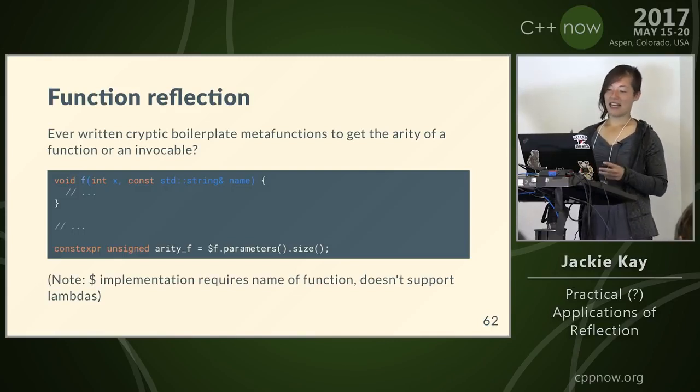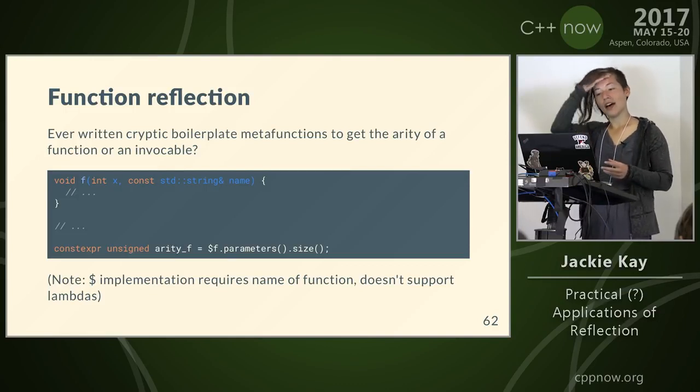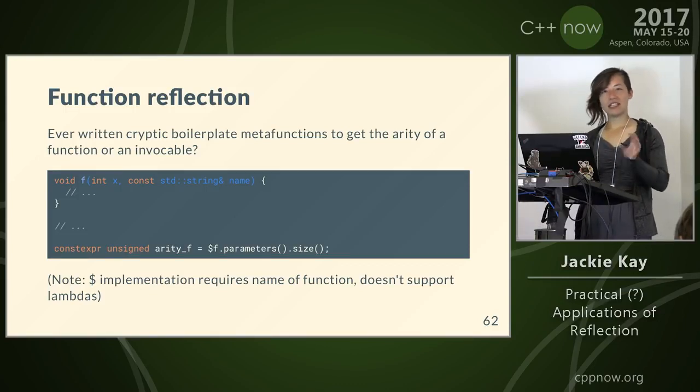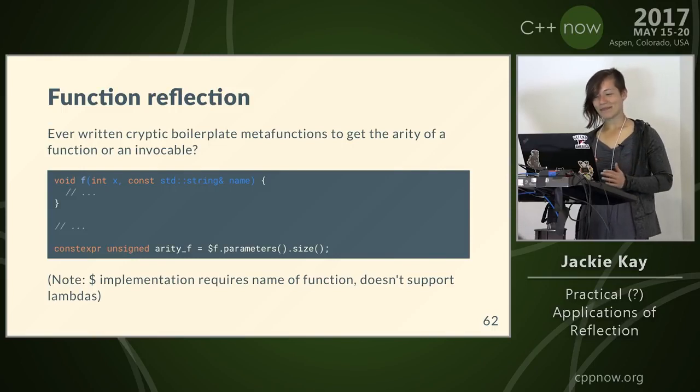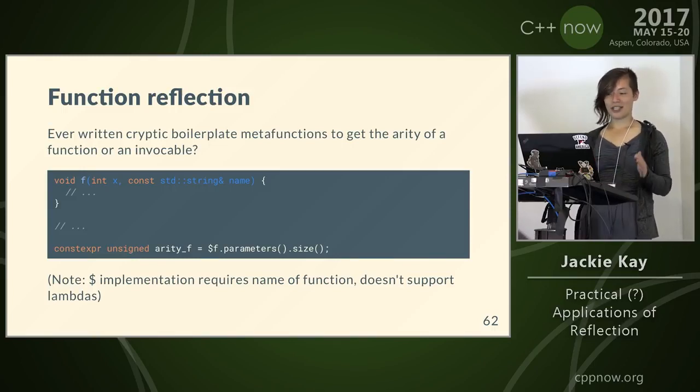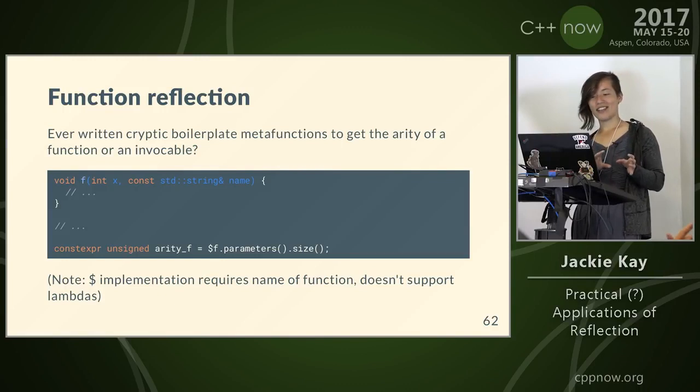One thing that isn't really hammered down yet, but is being worked on, is function reflection. There is a limited facility for this in the CPP3K implementation, which is still really useful. If you've ever written a really cryptic function to get the arity of an invocable or a callable, or whatever we're calling it these days, or maybe just a function object, what if you could just reflect on your function and get the size of the parameters, and that's the arity? It's great.